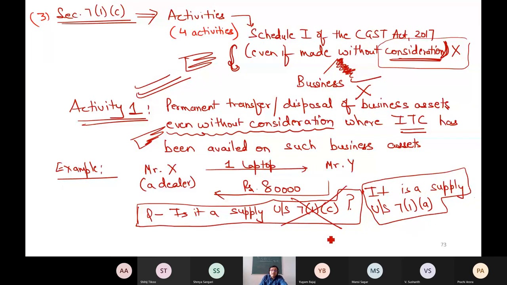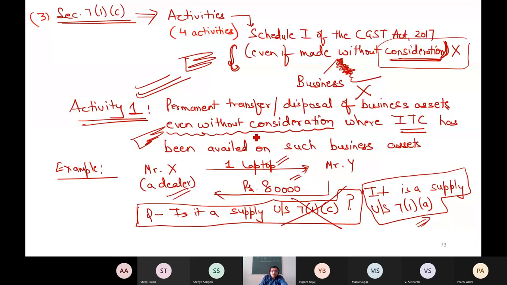Why will I check 7(1)(c)? It is a supply under section 7(1)(a). If you remember 7(1)(a), what are the conditions? There must be consideration, which is there. There must be a supply of goods, which is there. It is for the business because I am a dealer. It is a sale, yes. It is by a person, yes. So it is already a supply under 7(1)(a).